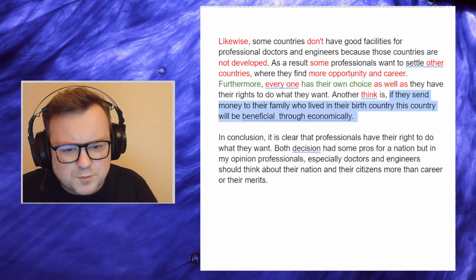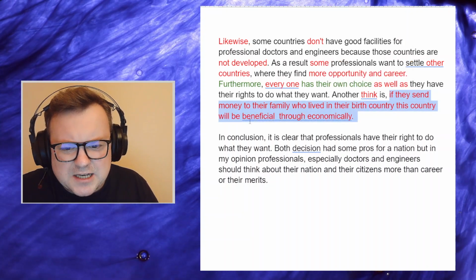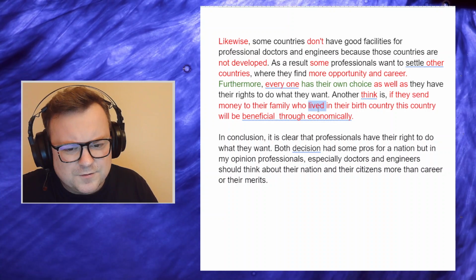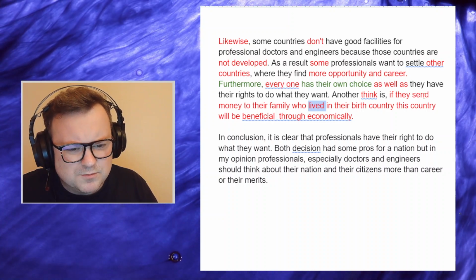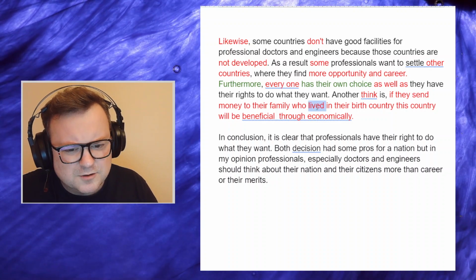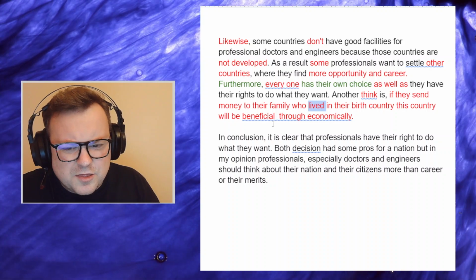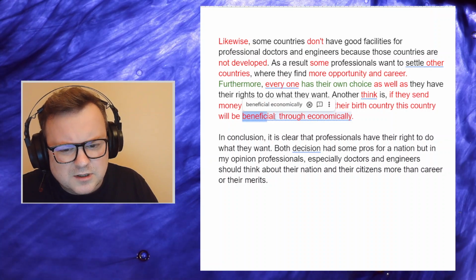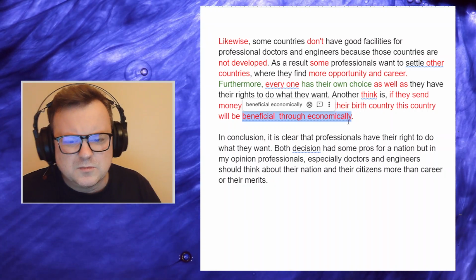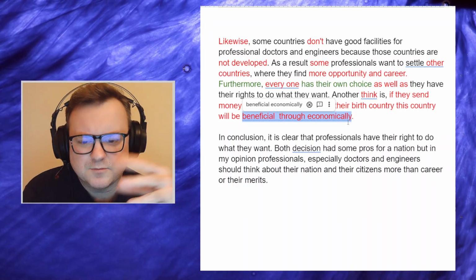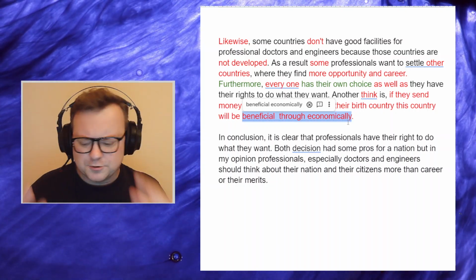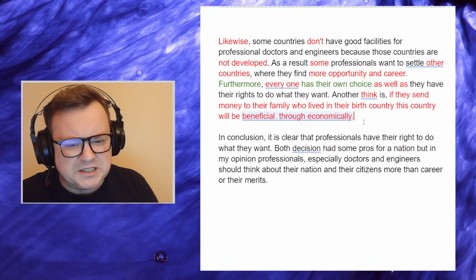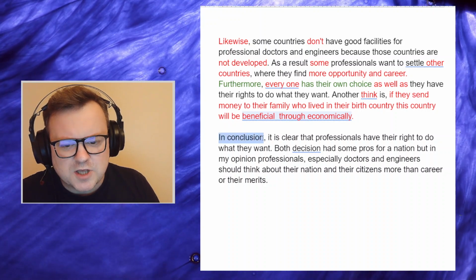Yeah, I'm going to just put all of that in red. If they send money to their family who lived in the past, or if they send money to people who live. So they send, present, lived, past, not quite sure. This country will be beneficial through economically. That's a variety of words put together, but not glued together by any grammar. So those words don't come together to form any meaning, unfortunately. In conclusion, good signposting language.